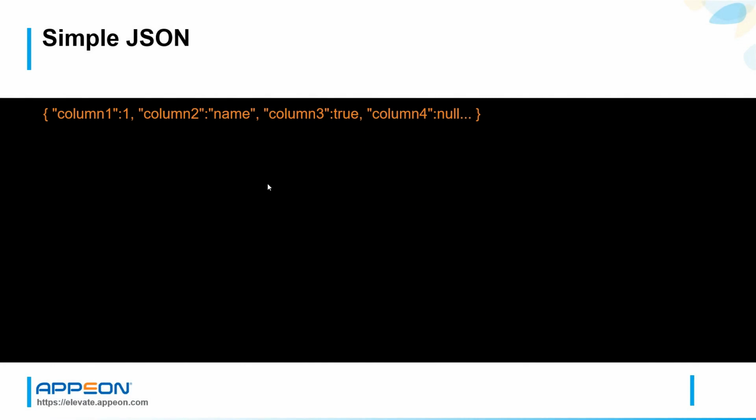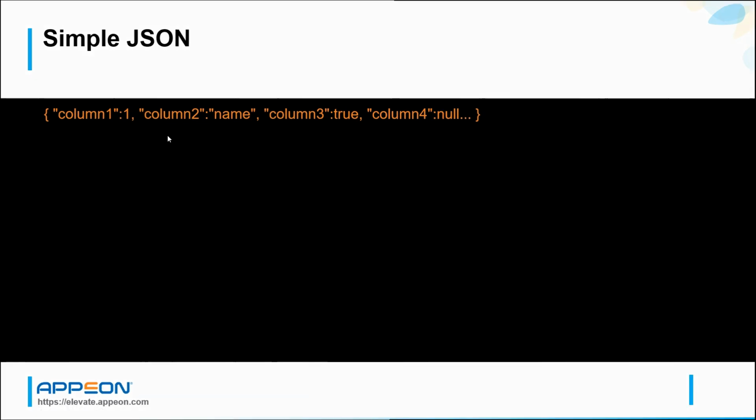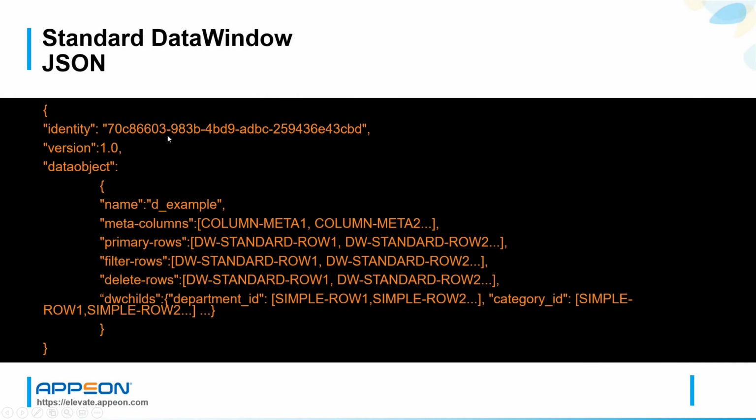So here's an example of simple JSON. So it's just name value pairs, and then there will be structures of that data or arrays of that data. And here's an example of standard DataWindow JSON. So you notice that there is a GUID for the identity. There is a version. There's actually the name of the DataWindow that this was generated from. And then there's a number of different sections here. There's meta columns. It's the metadata information about the columns. And these are essentially the buffers, the primary, filter, delete, and DataWindow child buffers that are represented by the JSON.